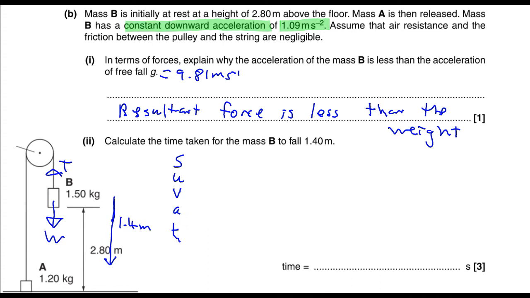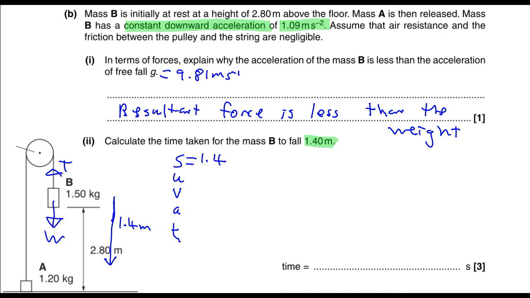Unless the acceleration is constant, we can't use these equations. Let's see what values we should have for these variables. And remember that S is the displacement, U is the initial velocity, V is the final velocity, A is the acceleration, and T is the time taken. The displacement, since we are interested in the object going down 1.4 meters, is going to be 1.4.